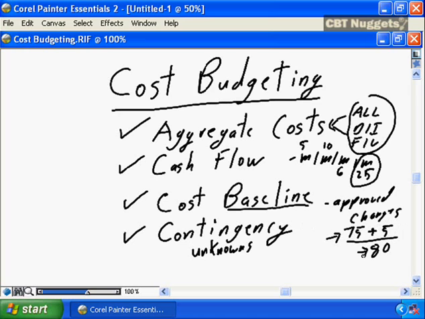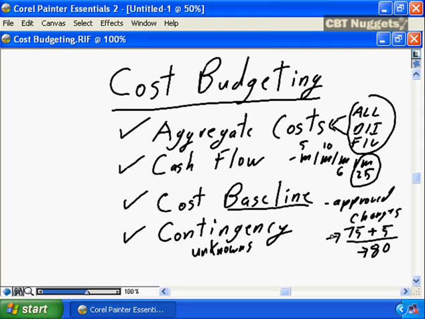There will be unknown risks. There will be unknown activities that you simply can't identify during planning that need to be built into the overall project cost as well. So you need to allocate something for contingency. If the project's expectation is $75,000, you need to have a reserve. You need to have contingency.